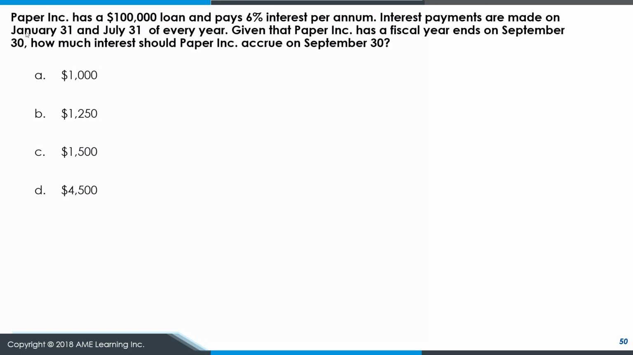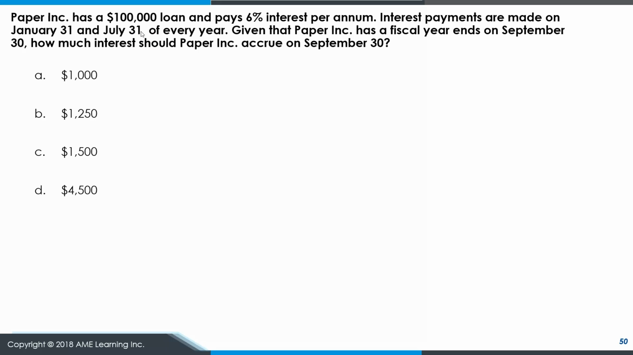We have interest payments that are made twice a year on January 31st and July 31st. We have a fiscal year that ends on September 30th. How much interest should we accrue on September 30th? So this one has a decent amount of moving parts. We've got to think back and look, when was the last interest paid? Let's say it was on July 31st, as they tell us here. And we're assuming no principal payments are made. It tells us interest payments only here. So that 100,000 is going to stay as our base to calculate our interest.